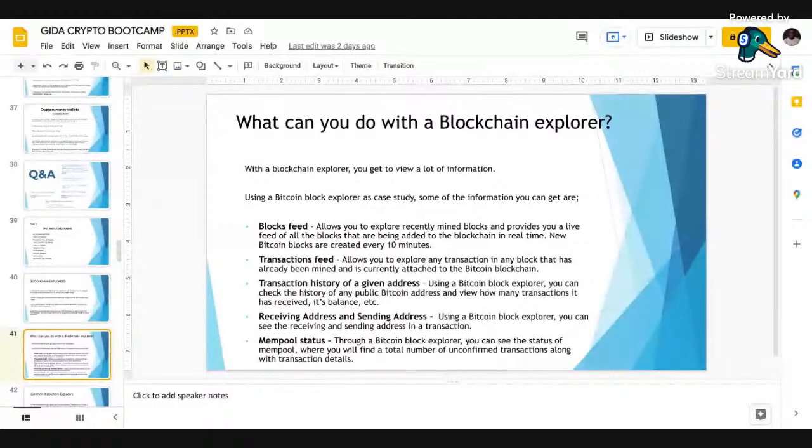It also allows you to view the transaction history of a given address. This is exactly what I'm saying. So using a Bitcoin blockchain Explorer, you can check the history of any public Bitcoin address. Take note of the keyword: public Bitcoin address. That is what we call public key. When you hear the word public key, it's just your wallet address. Do not get confused. Public key and private key are not the same.